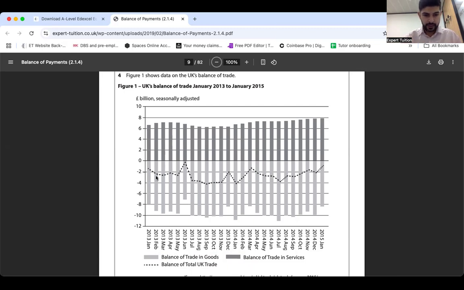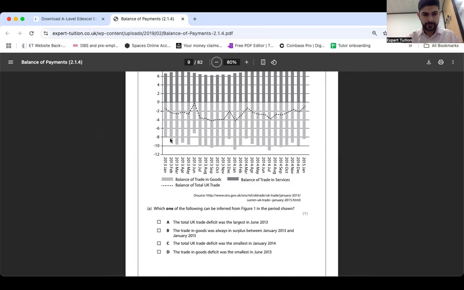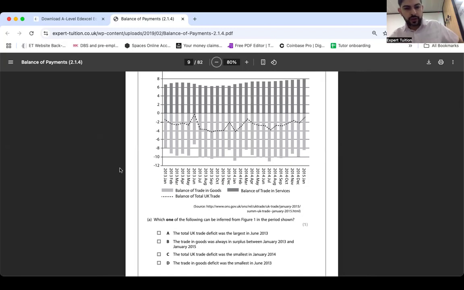So can you see that we are always in a deficit, with the exception of that point there where it's pretty much balanced. Yeah, we're at zero, June 2013. Okay, right. Let's look at the options. Let's zoom out a little bit so we can see the options. So, which of the following can be inferred from figure one of the period shown?